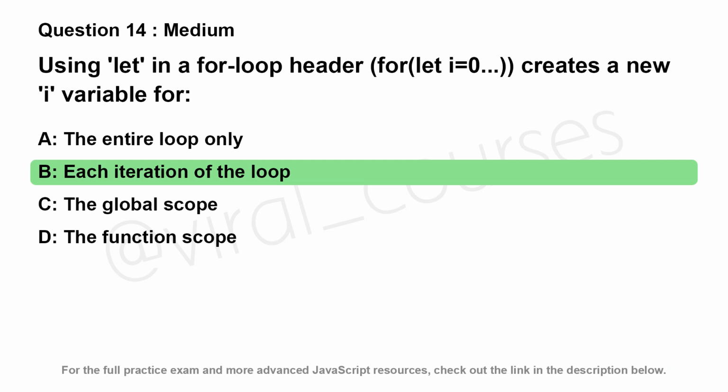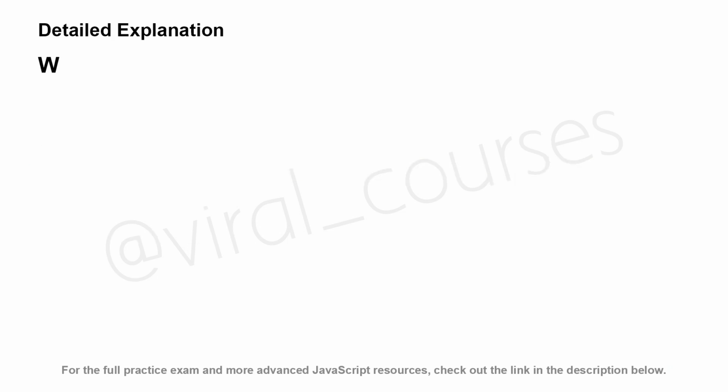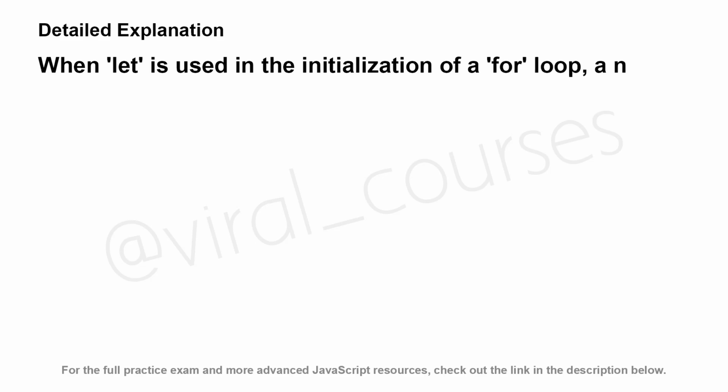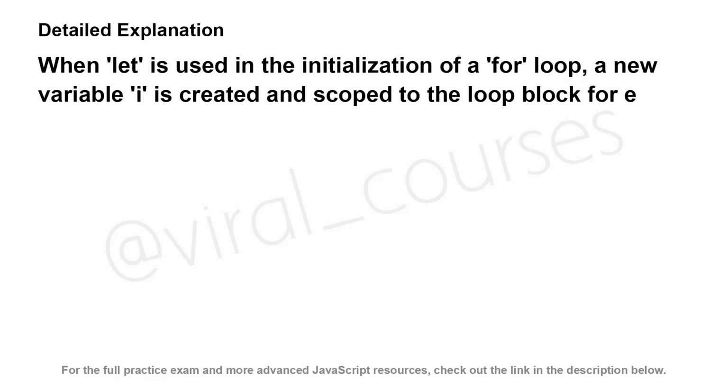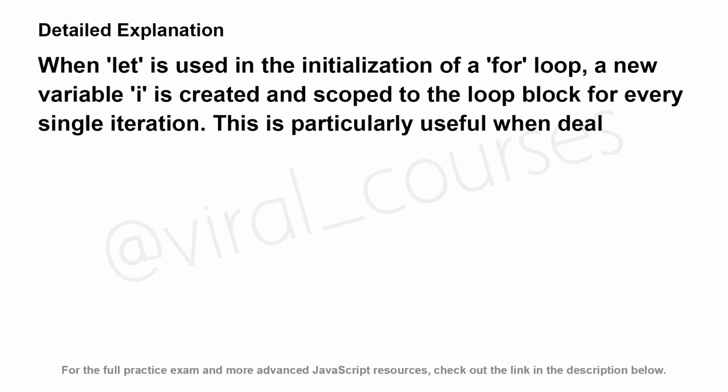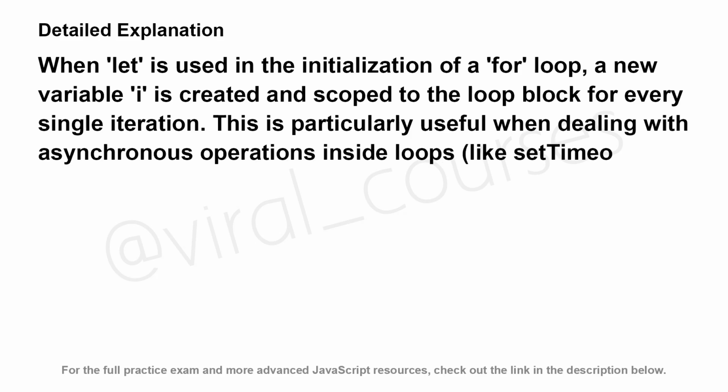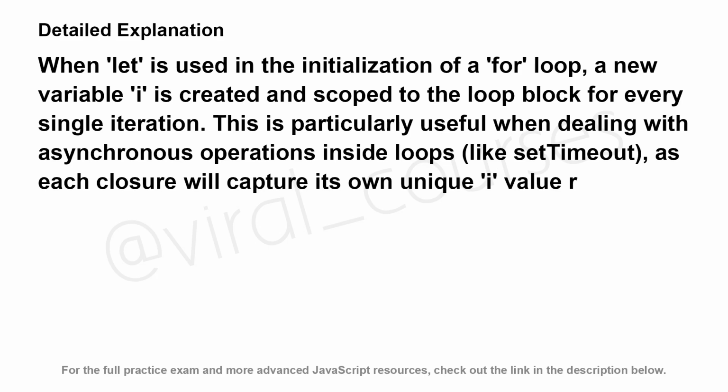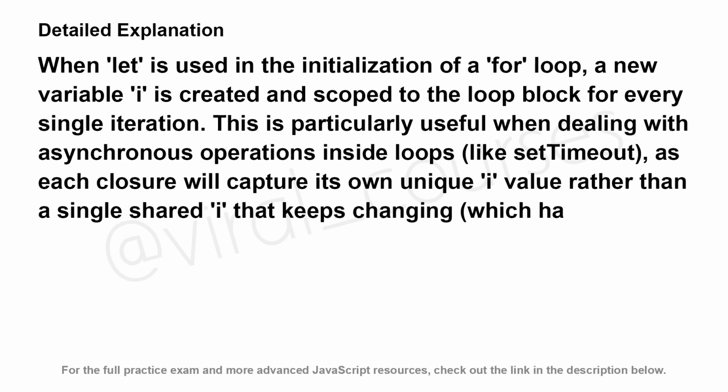The correct answer is B. When let is used in the initialization of a for loop, a new variable i is created and scoped to the loop block for every single iteration. This is particularly useful when dealing with asynchronous operations inside loops, like setTimeout, as each closure will capture its own unique i value rather than a single shared i that keeps changing, which happens with var.